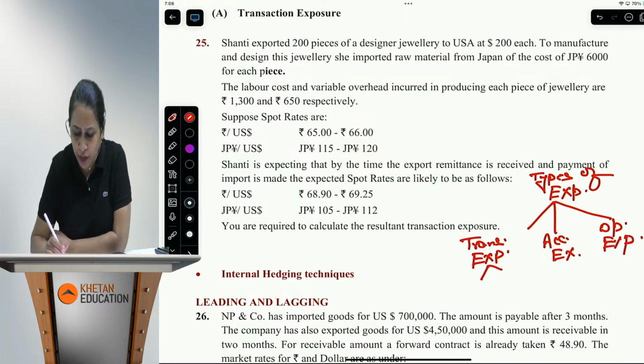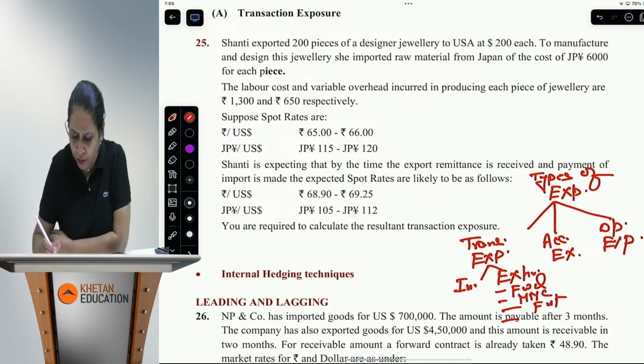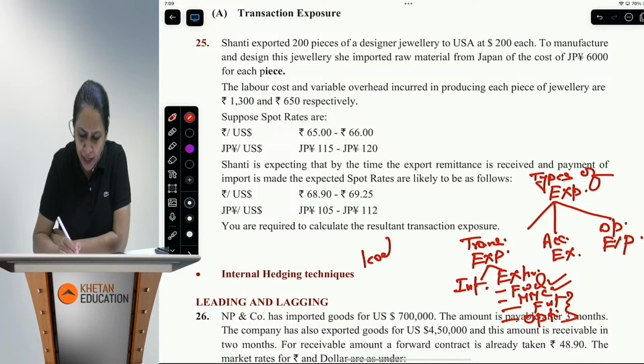So two types of hedging tools are available, internal and external. In external, it is forward cover, then money market cover, then futures cover, and then options cover. This we have covered, and we will do it in derivatives. In internal hedging techniques, we have leading and lagging.